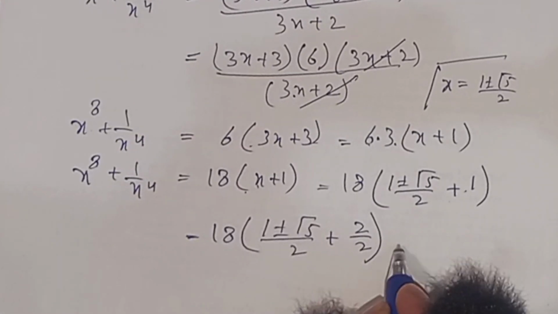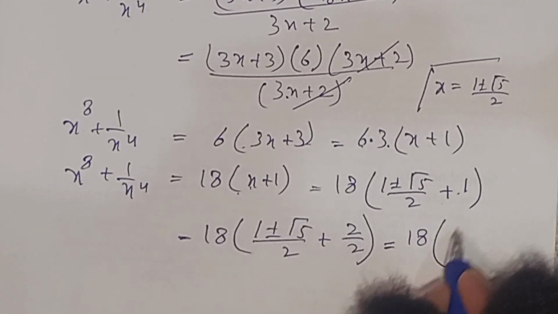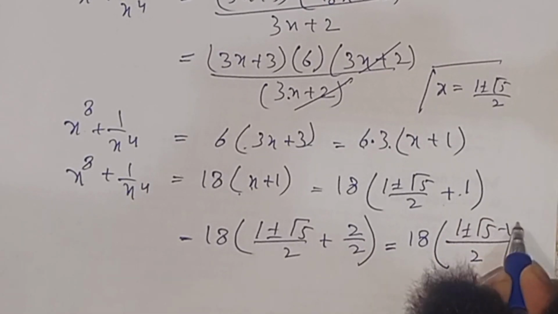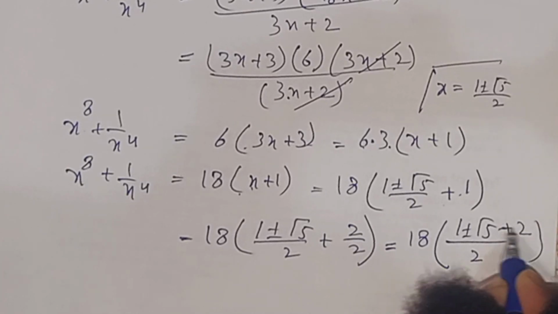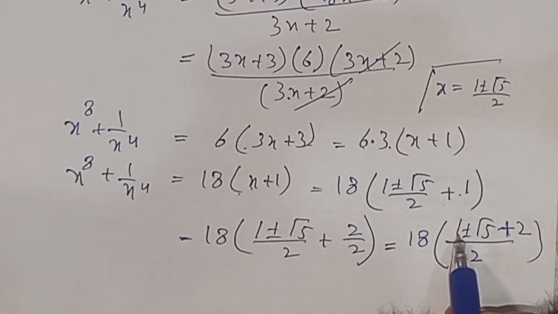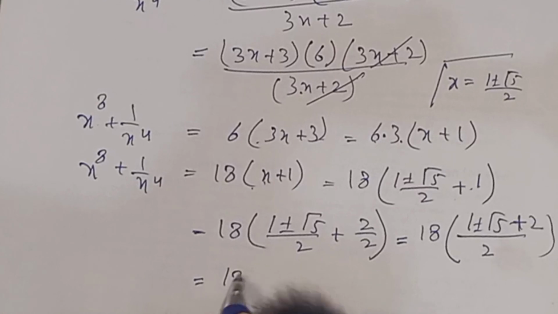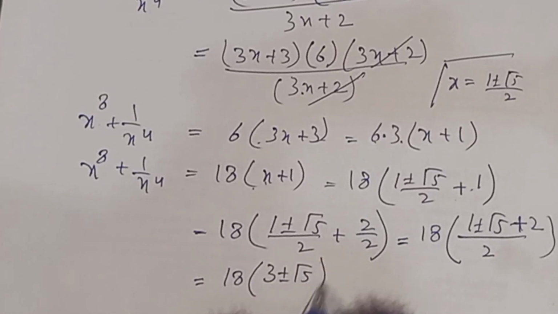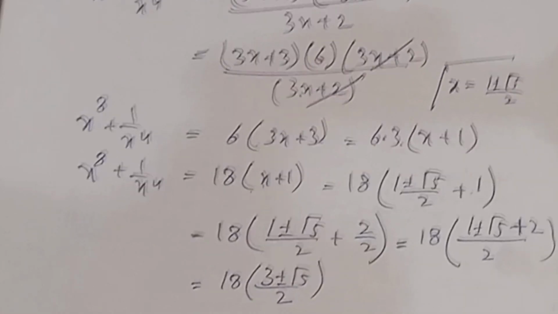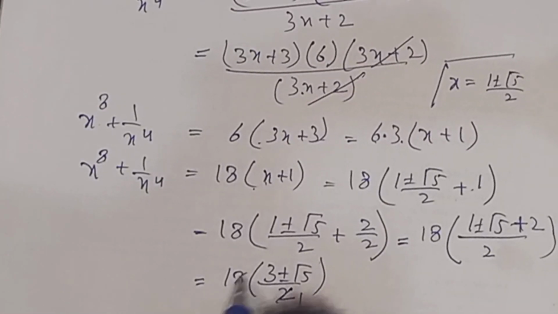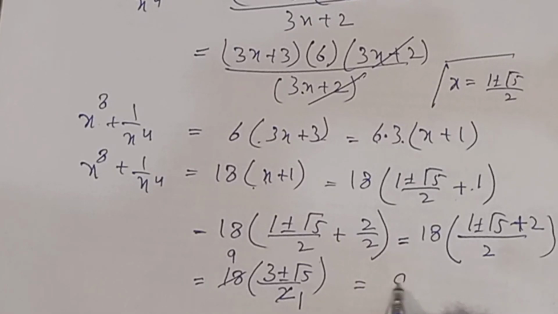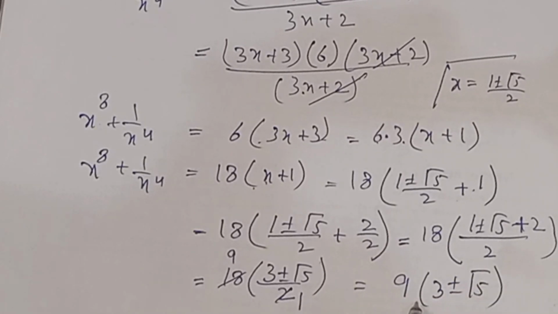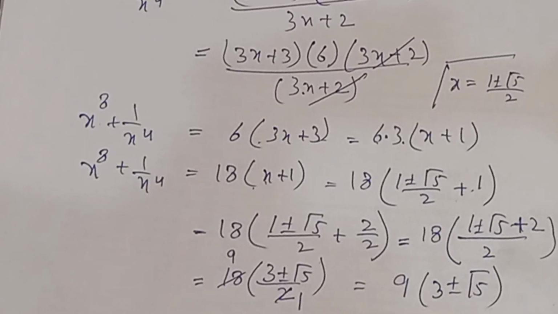So this will become 18 multiplied by (1 ± √5 + 2)/2. And 1 plus 2 is 3. So we write this as 18 multiplied by (3 ± √5)/2. And in the next step, 2 ones are 2 and 2 nines are 18. So this will become 9 multiplied by (3 ± √5). So this is the value of our required question.